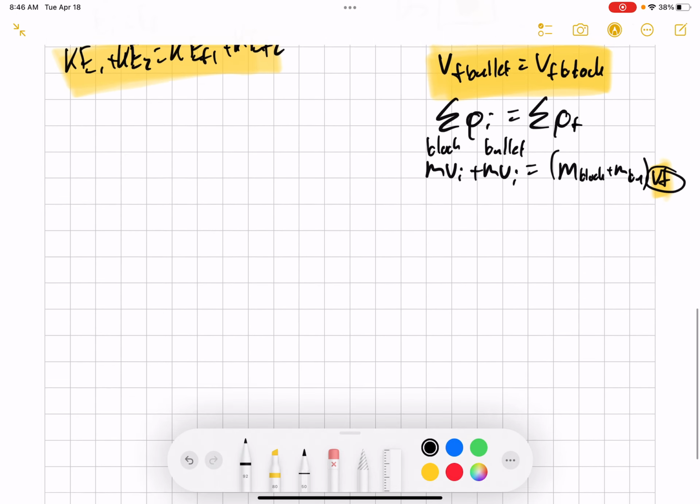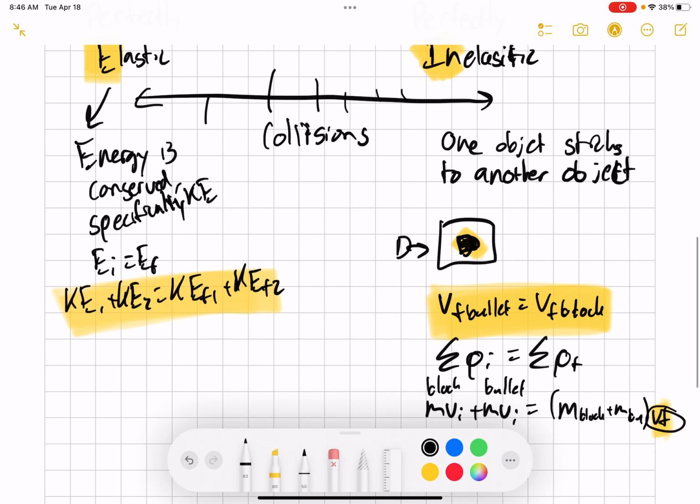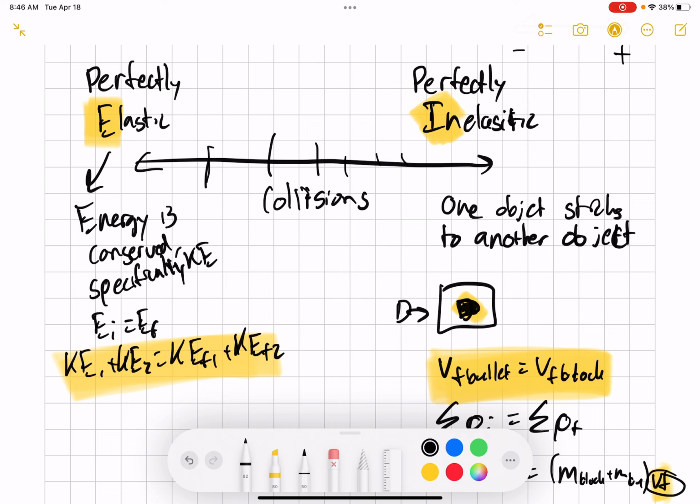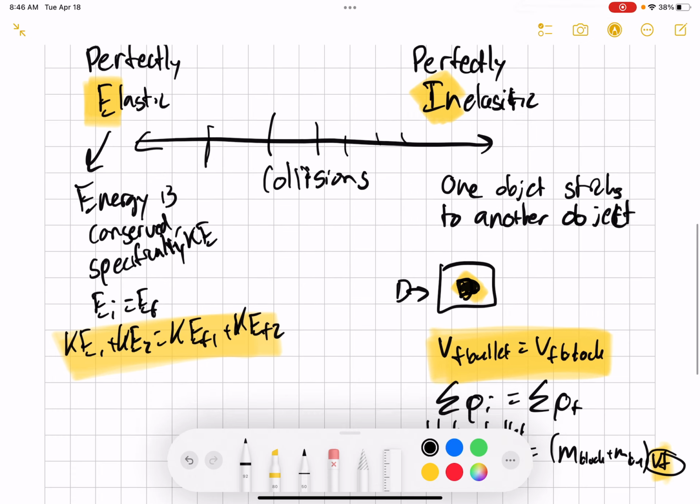So those are the two main types. Remember, most collisions are somewhere in the middle, so you don't need to feel like, okay, is it either elastic or inelastic? You can assume that it's neither unless the problem gives you some specific clue. So for example, if it says they stick together or it says energy is conserved, that would be your clue.